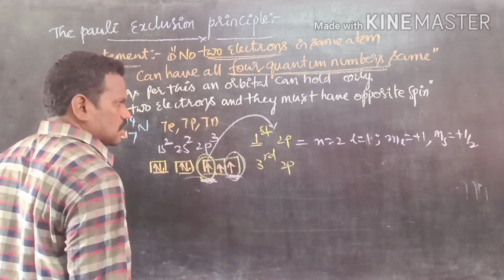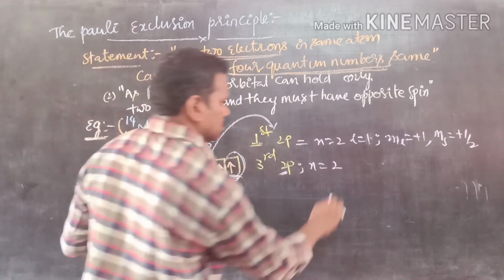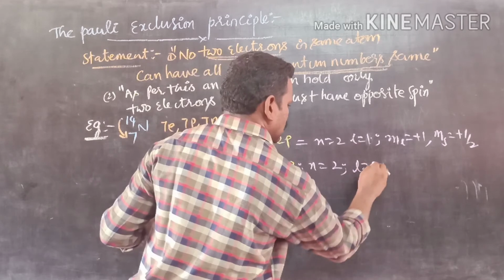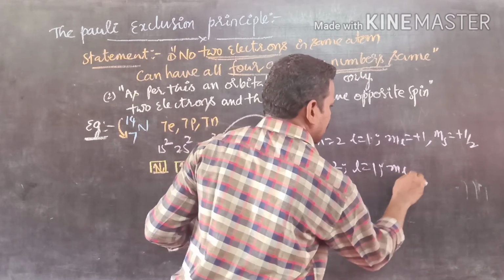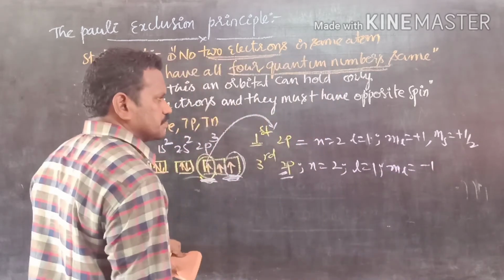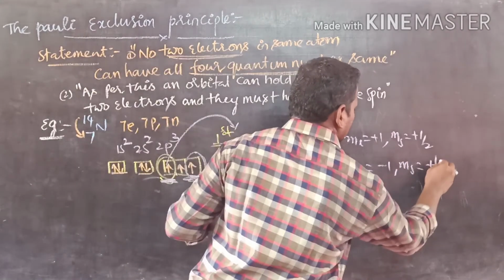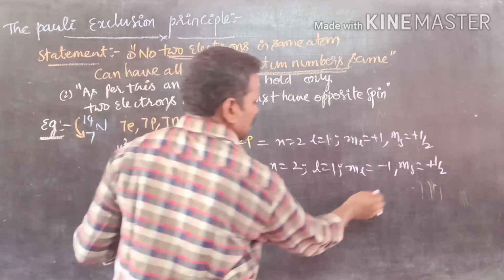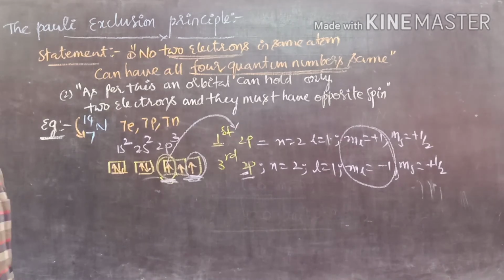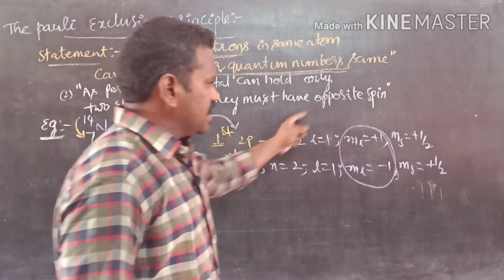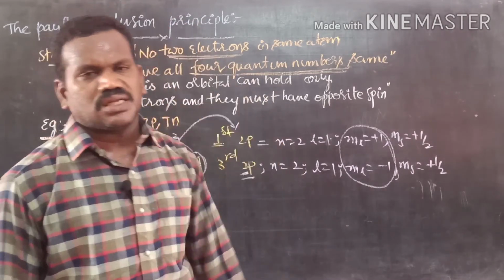Then we come to the third electron, where n is equal to 2, because of the principal quantum number. For p, l is equal to 1. Now the third electron is here, so ml is equal to minus 1. Now ms is equal to plus half, as the electron is in the upward direction. See here, there is a difference in the magnetic quantum number. That means though the remaining 3 quantum numbers are the same, there should be a difference in the fourth quantum number.